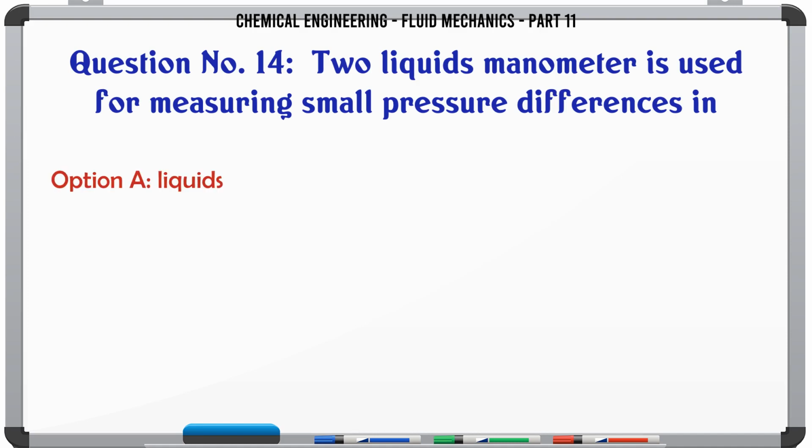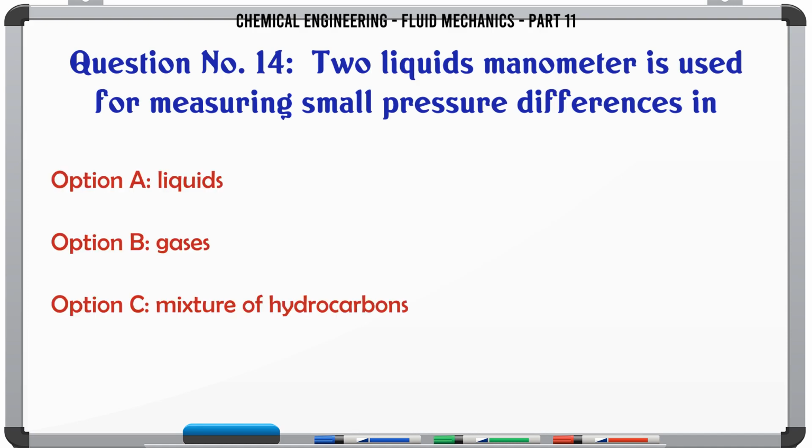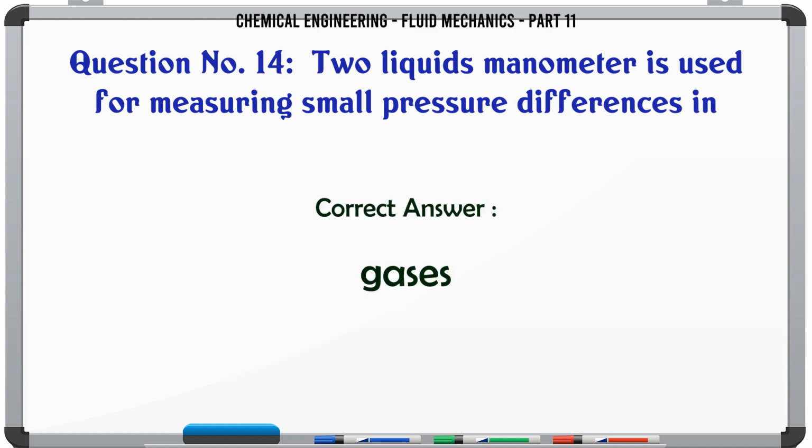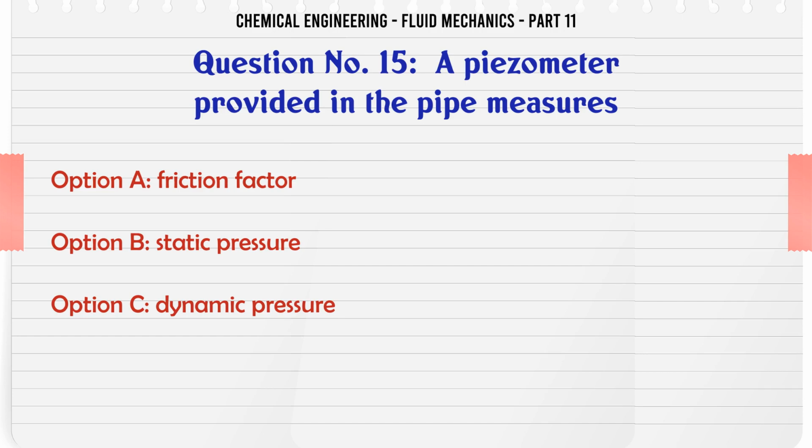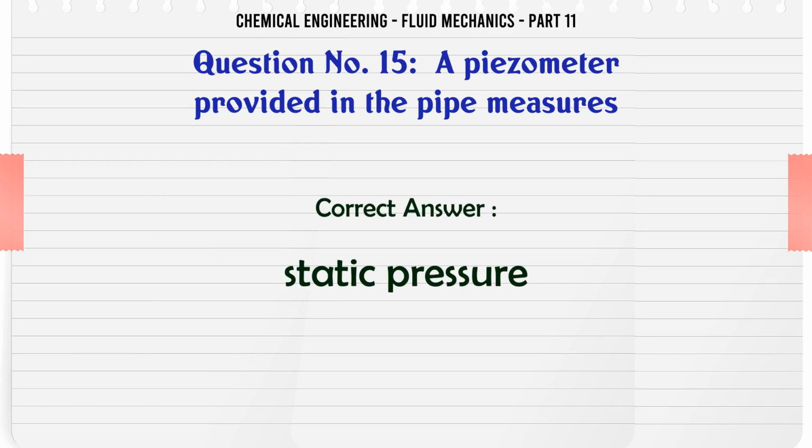Two liquids manometer is used for measuring small pressure differences in: A. Liquids, B. Gases, C. Mixture of hydrocarbons, D. None of these. The correct answer is gases. A piezometer provided in the pipe measures: A. Friction factor, B. Static pressure, C. Dynamic pressure, D. None of these. The correct answer is static pressure.